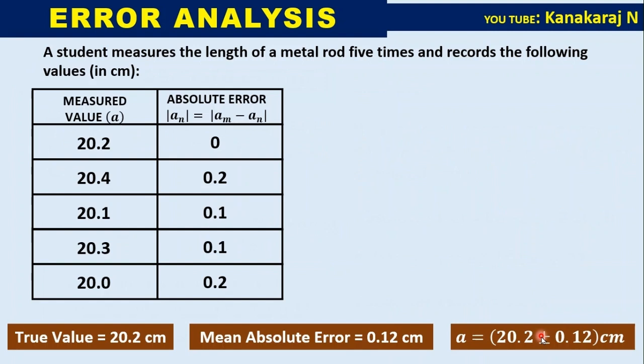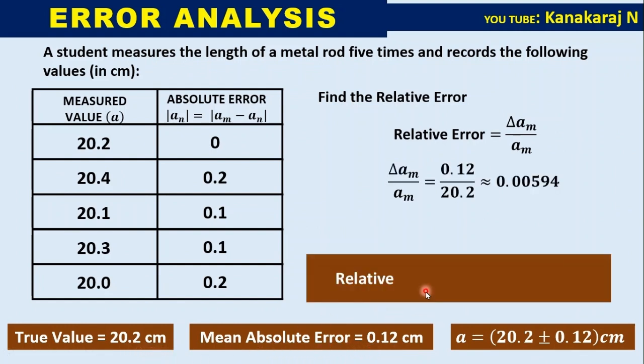Let us continue the previous problem. Let us find the relative error for the above quantity. Relative error equals del AM divided by AM. Del AM is the mean absolute error, AM is the true value. Here in our problem, the mean absolute error is 0.12 centimeter divided by the true value 20.2 centimeter. So the answer is approximately 0.00594.